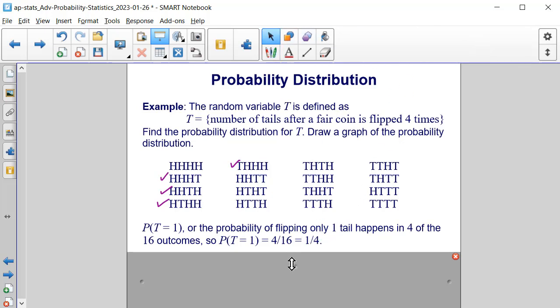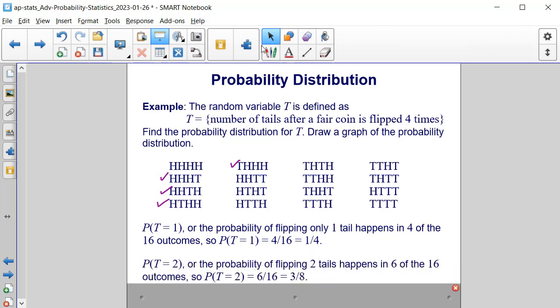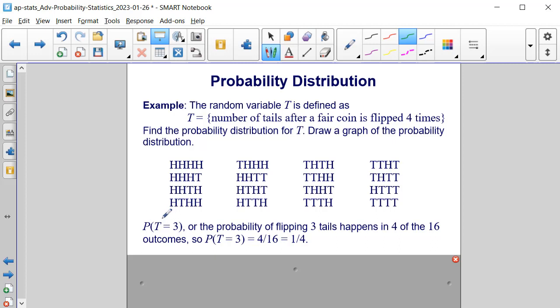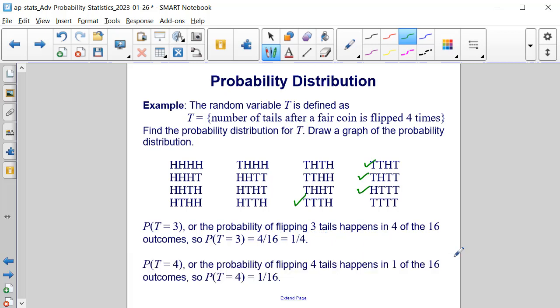Now let's look at the probability for T being equal to 2, or the probability of flipping 2 tails. We can see in our outcomes that 2 tails happen 6 times. So it's 6 out of 16, which is equal to 3/8. Now let's look at the probability of getting 3 tails. We have 3 tails starting here, here, here, and here. There are 4 outcomes out of 16, which reduces to 1/4. And then the last outcome is the probability that the number of tails is equal to 4. That only happens in one outcome, the last one. So the probability of it occurring is 1 out of 16.